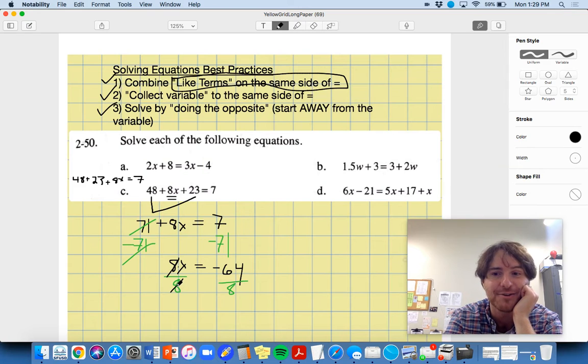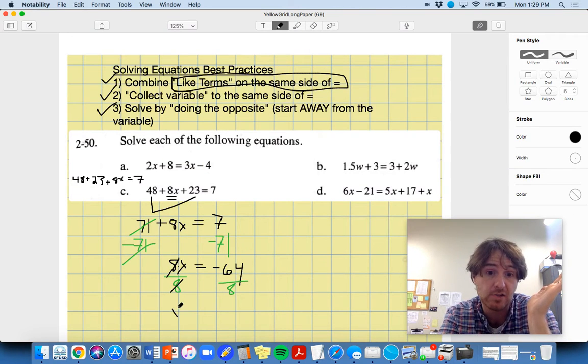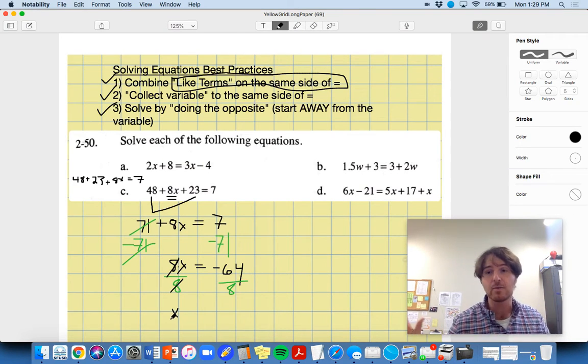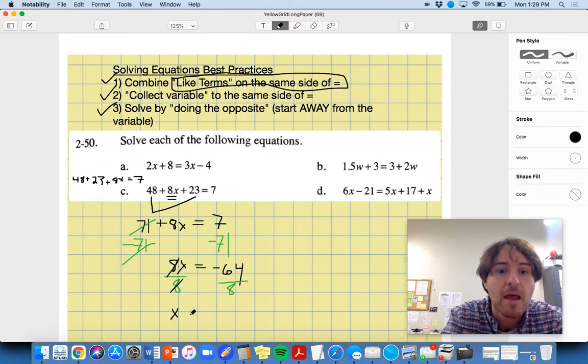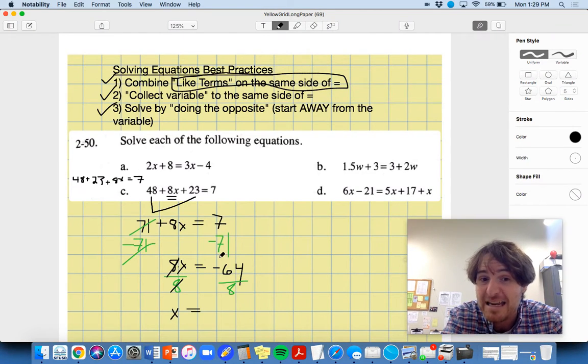I have 8 x's, I divide by 8. Well, that leaves me with 1x, right? I have 8 pizzas, and I divided 8 ways. That's just one pizza. Split 8 ways right there. So anyways, 8 divided by 8 is 1, and that just leaves me the x. I bring that down. Then I get 64 divided by 8 is 8, but I got to remember to bring down that negative, okay? And x here is negative 8, and we got our answer.